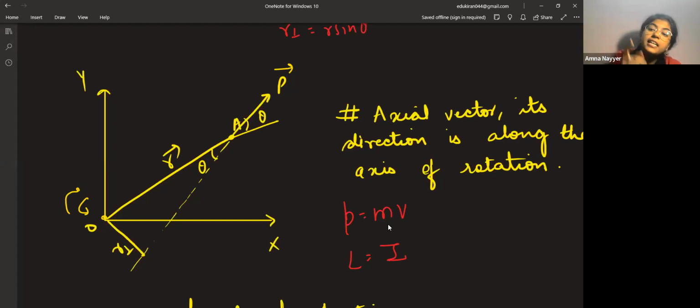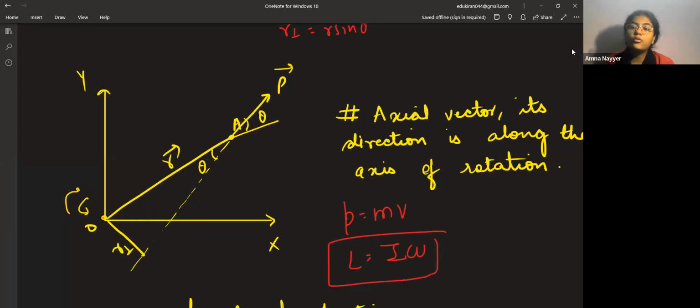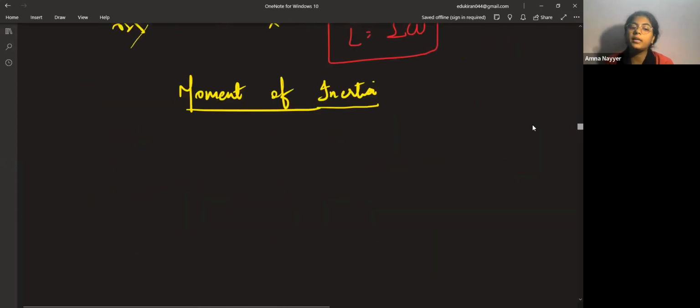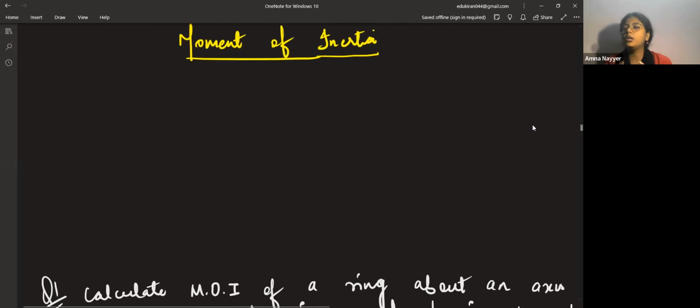Until and unless an external force acts in your system, the body won't change its position. Newton's law, recall Newton's law. And v, that is linear velocity, will become angular velocity. So what was moment of inertia? Moment of inertia basically tells how much is the amount of matter while rotating. When a body is rotating, how much is the matter? So you have a particular formula for it.